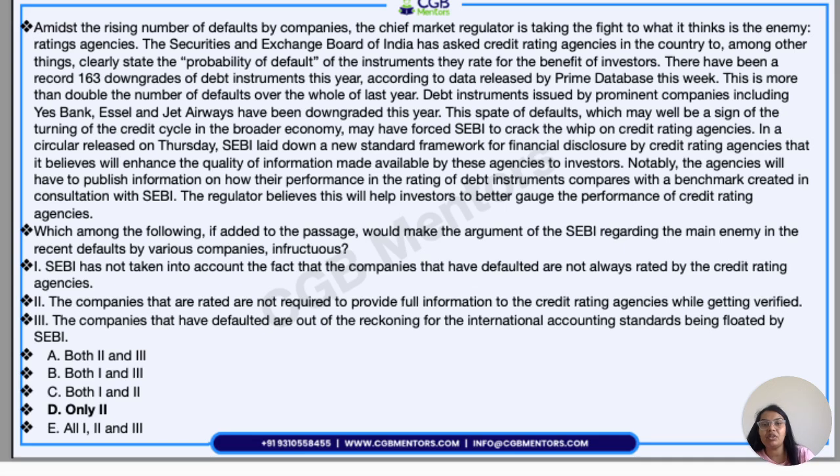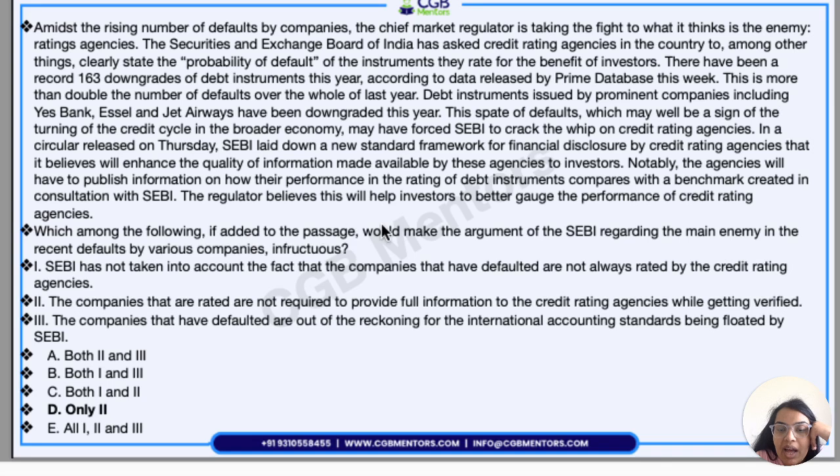Next question, whenever you have such questions where multiple sentences can be your answer, you have to read things a little more carefully. Now, it says, if added to the passage, which would make the argument of SEBI regarding the main enemy in the recent defaults infructuous. Now, many times you will have challenges where you will be stuck probably on a vocab. If the vocab of the question itself is not understood, then how do we solve it? Isn't it? I hope you are understanding.